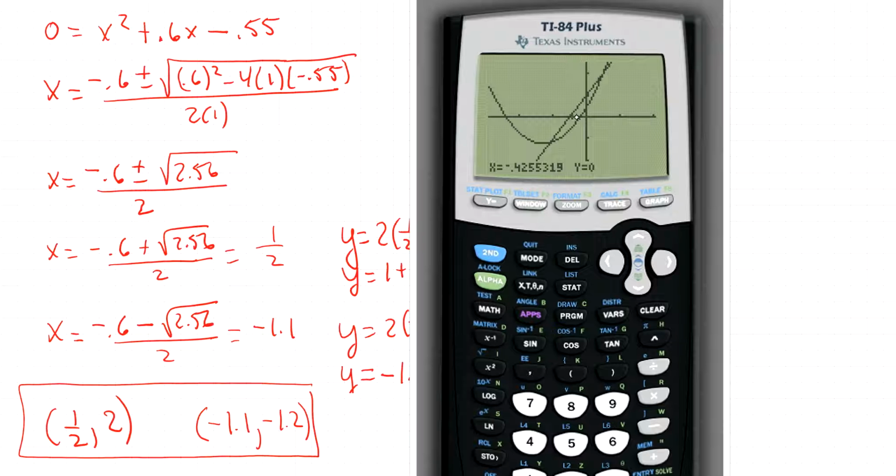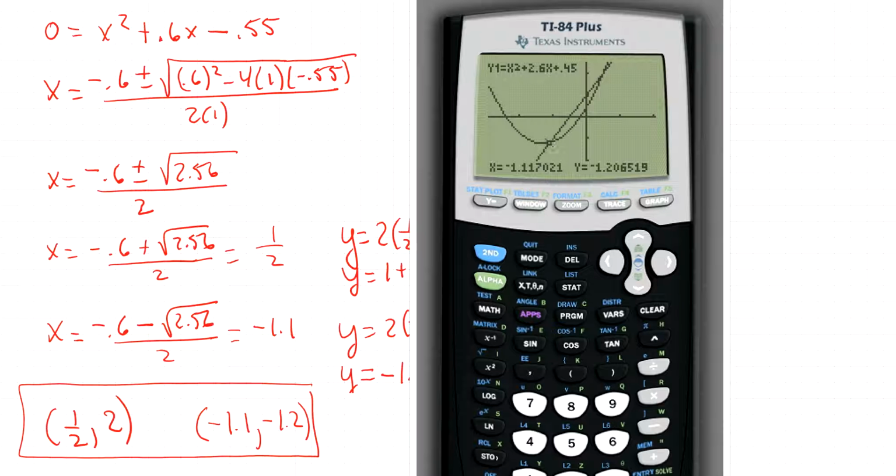Oh, actually, where are we? Let's see. I see where that is. So I have this little cursor here, and actually I'm going to use the trace command because that's easier. So if I trace this down and get closer and closer, this intersection right here is the negative 1.1, and then the y looks to be negative 1.2 approximately.